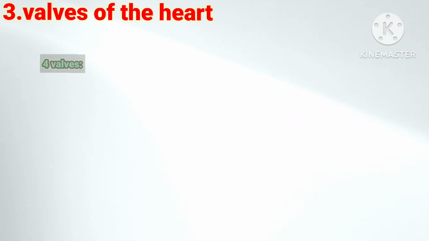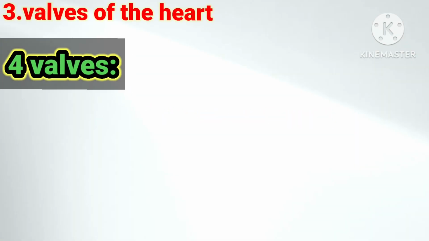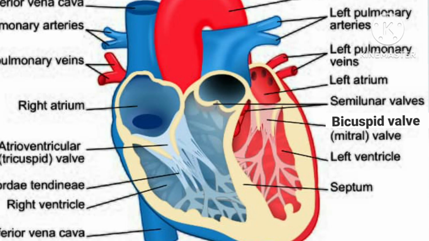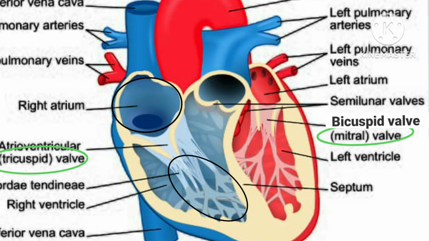Valves of the heart. There are 4 valves in the human heart: 2 atrioventricular valves and 2 semilunar valves. The atrioventricular valves, as the name implies, are situated between the atrium and ventricle. These are the tricuspid valve, found between the right atrium and right ventricle, and the bicuspid valve, or what we call the mitral valve, found between the left atrium and left ventricle.